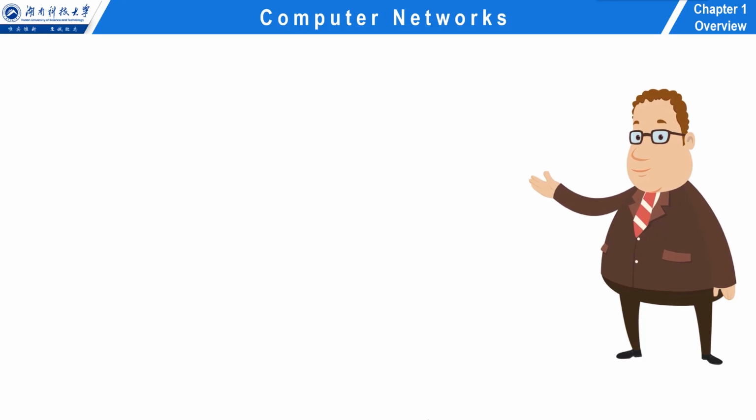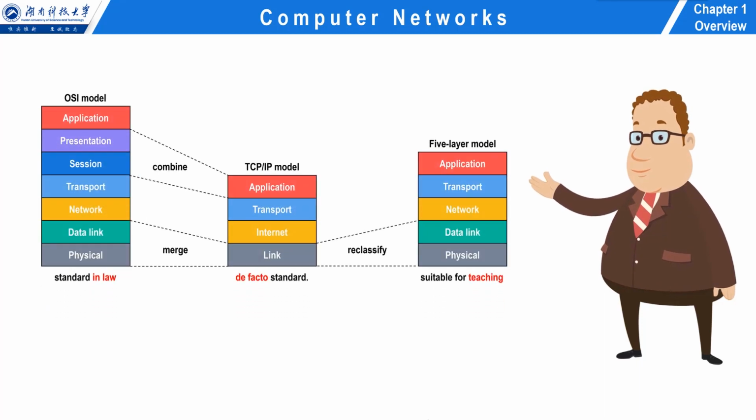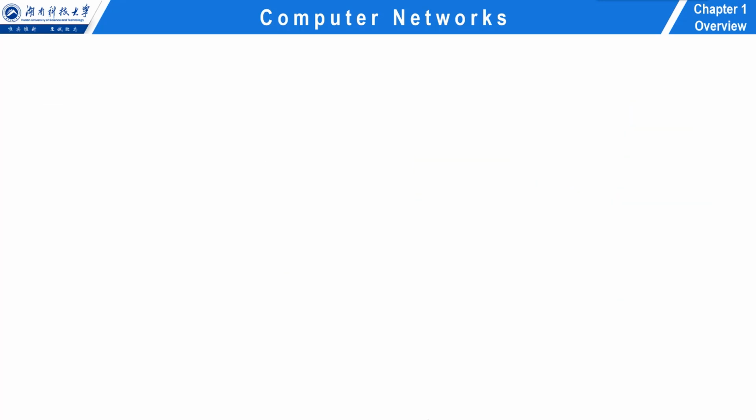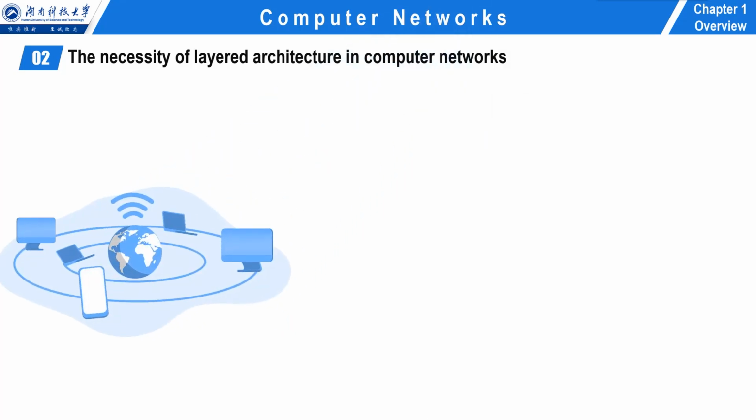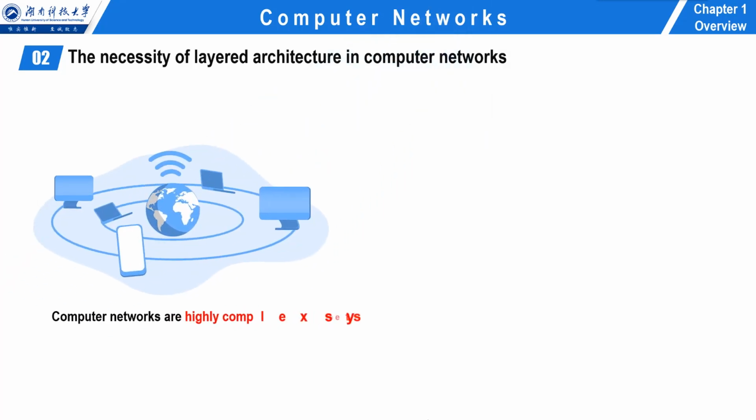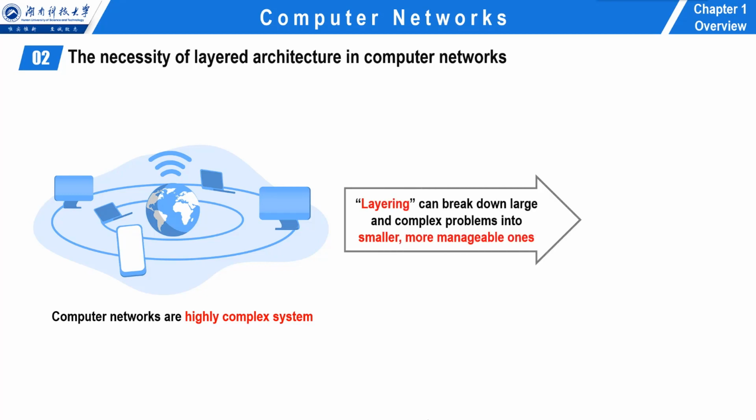In the last class, we introduced three common computer network architectures. In this class, we will discuss the necessity of layered architecture in computer networks. Computer networks are highly complex systems. As early as the design phase of ARPANET, the concept of layered design was proposed to tackle this complexity. Layering can break down large and complex problems into smaller, more manageable ones, which are easier to study and handle.